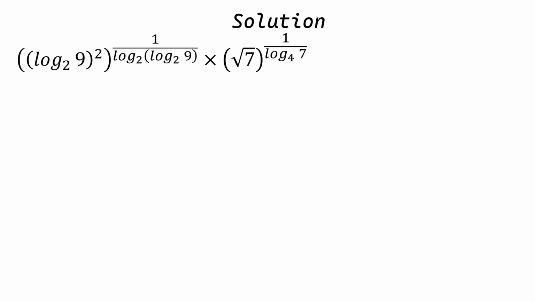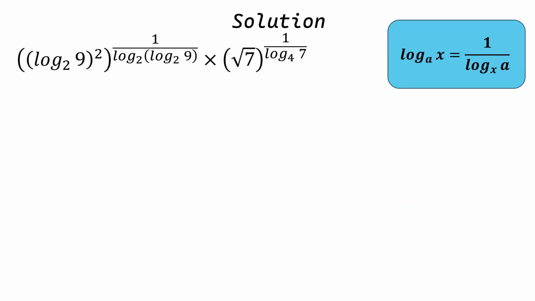Our question is back again. So how do we go about it? The first thing we have to note is that log x to the base a equals 1 over log a to the base x. But how can we apply this? So we see some 1 over something here, right?